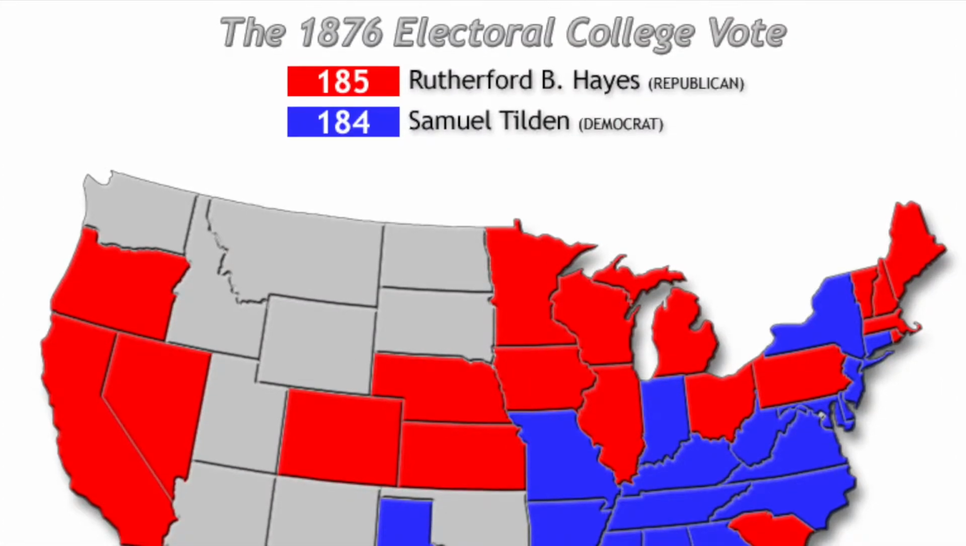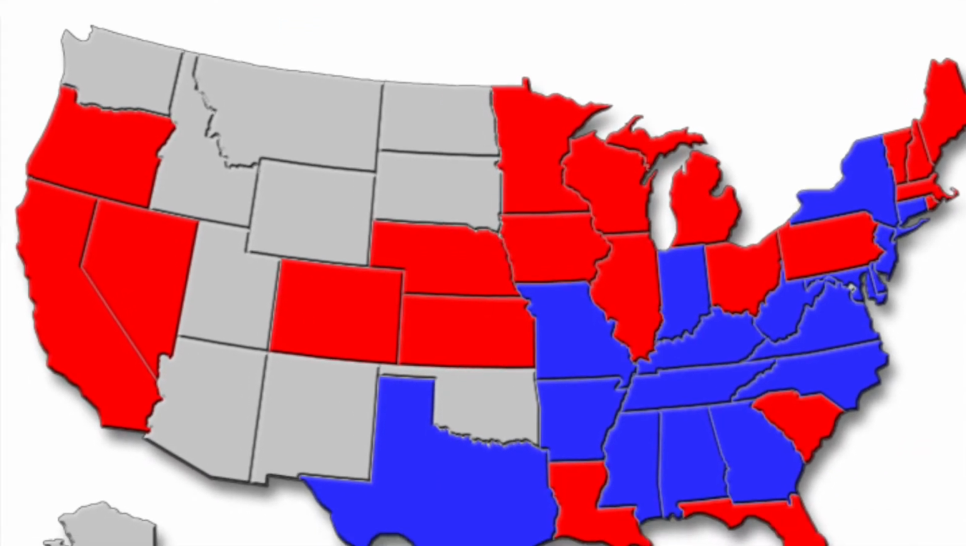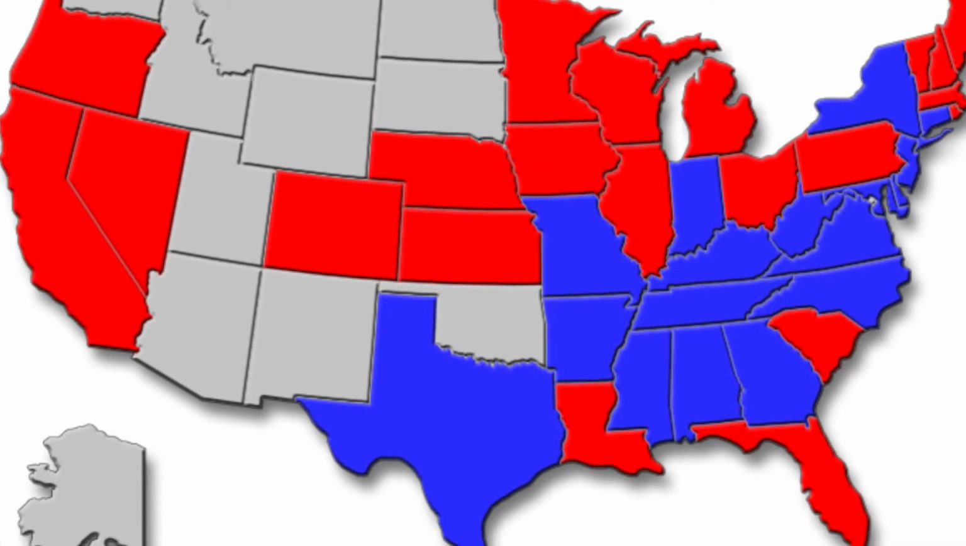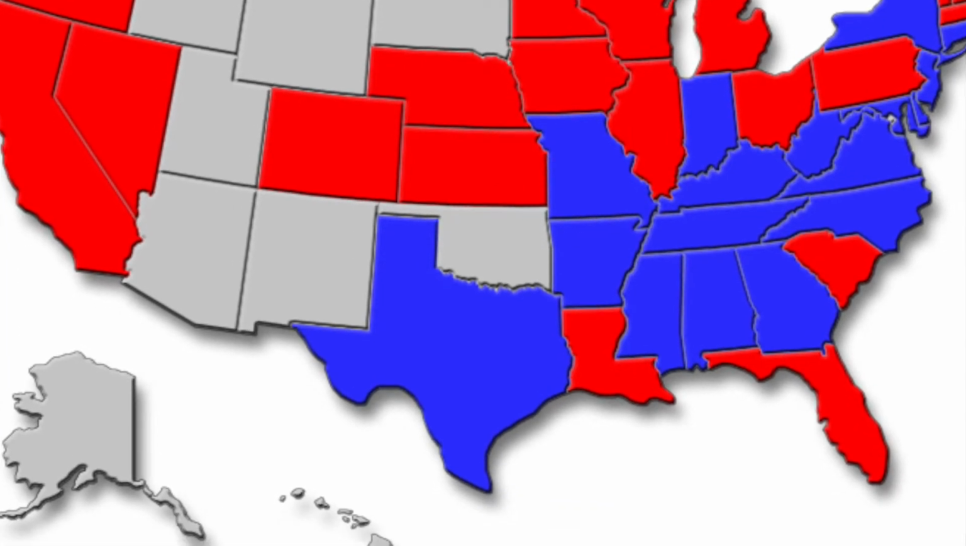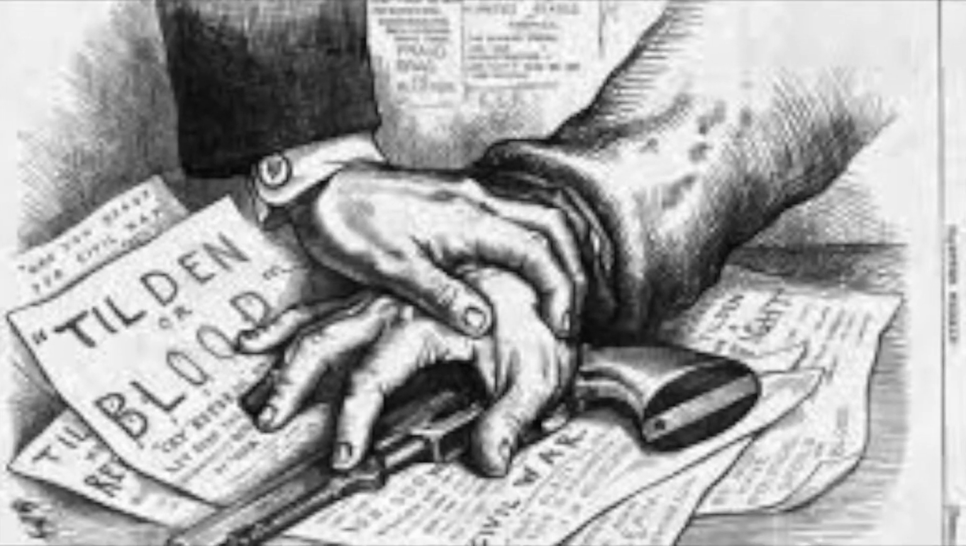By midnight, Samuel Tilden had 184 out of the 185 electoral votes needed and led the popular vote by 250,000. However, the Republicans called foul play on the Democrats, accusing them of using intimidation and bribery in the southern states to get African Americans not to vote. The Democrats accused the Republicans of not counting Tilden's votes.